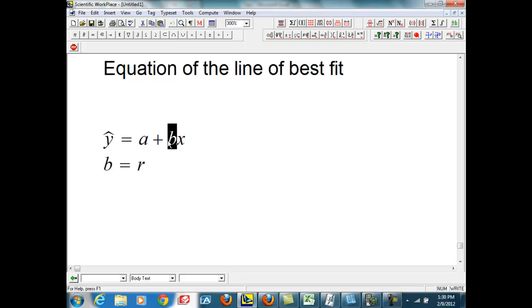Who is the coefficient of x in here? B. B, right? So we just wrote it in a different form.